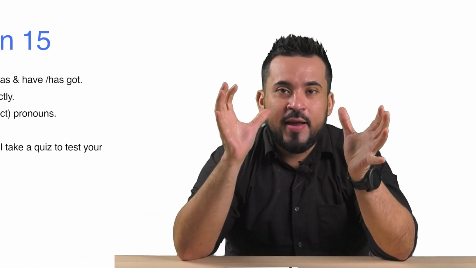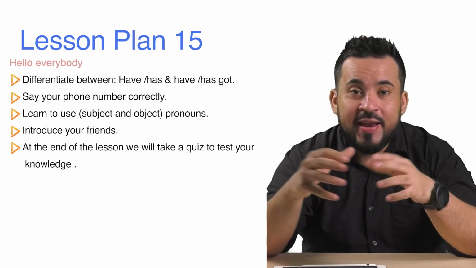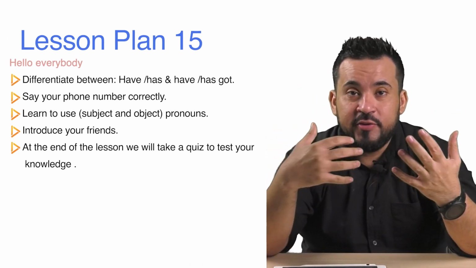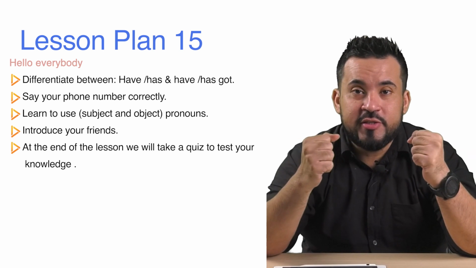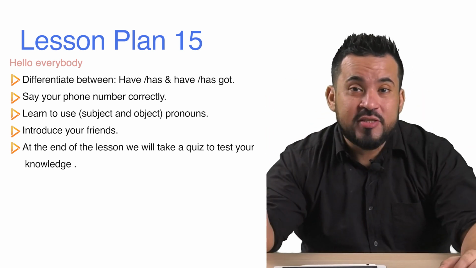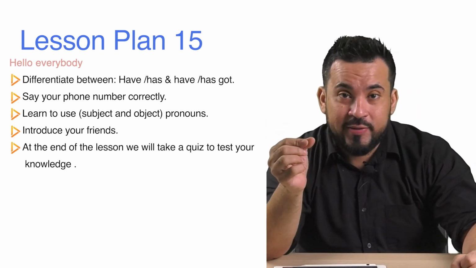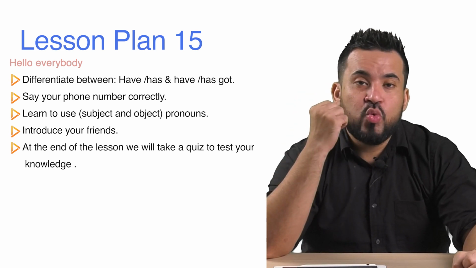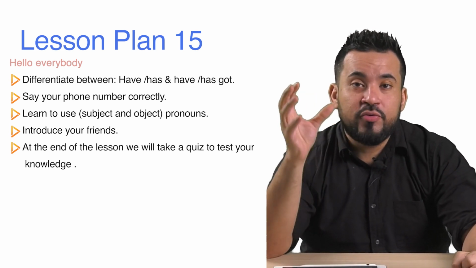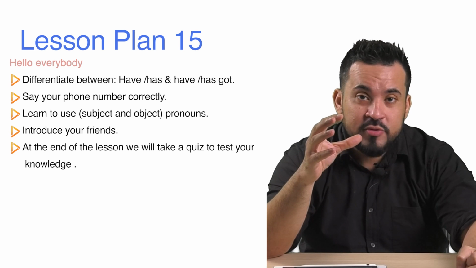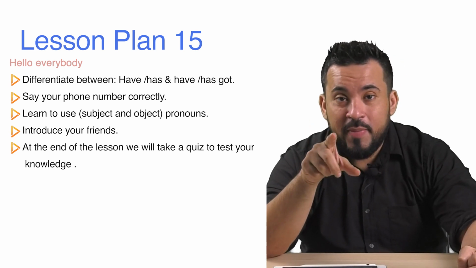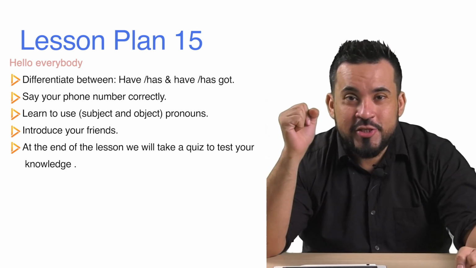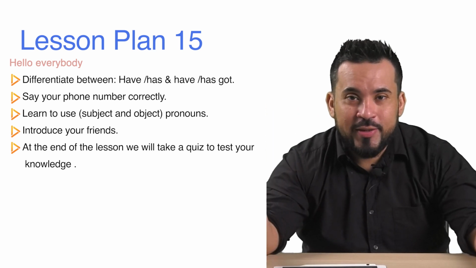Today we will talk about have and has, and have got and has got, how to differentiate between them and how to use them. We'll also talk about how to say your phone number correctly, and we will cover the subject and the object pronouns. Also, we'll talk about how to introduce your friends. So, you ready? Let's get to it.